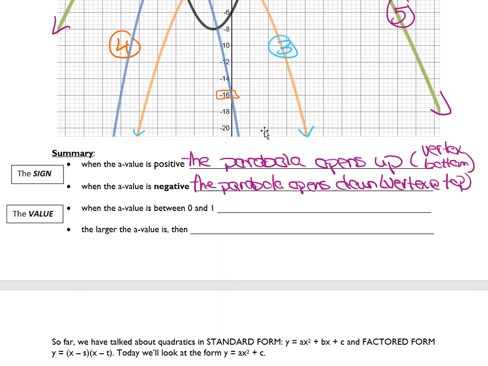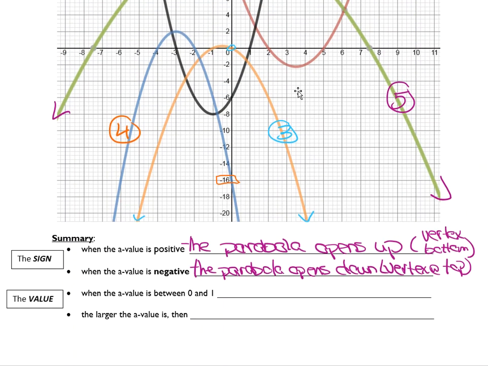So that's like the orange one right here. The vertex is at the top. There's the vertex, and so it opens down.